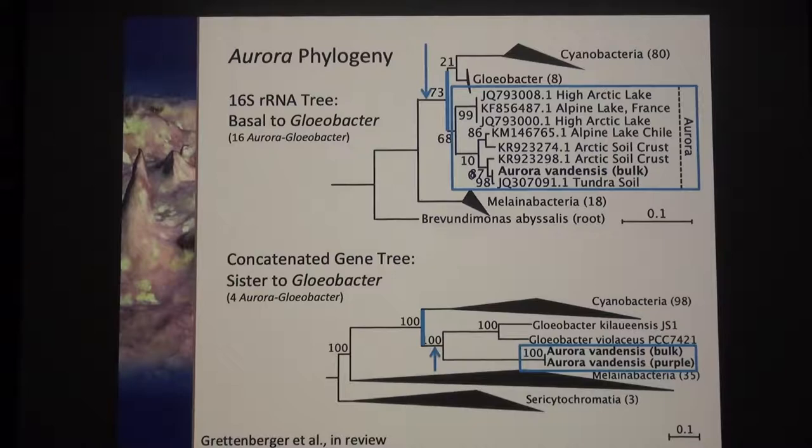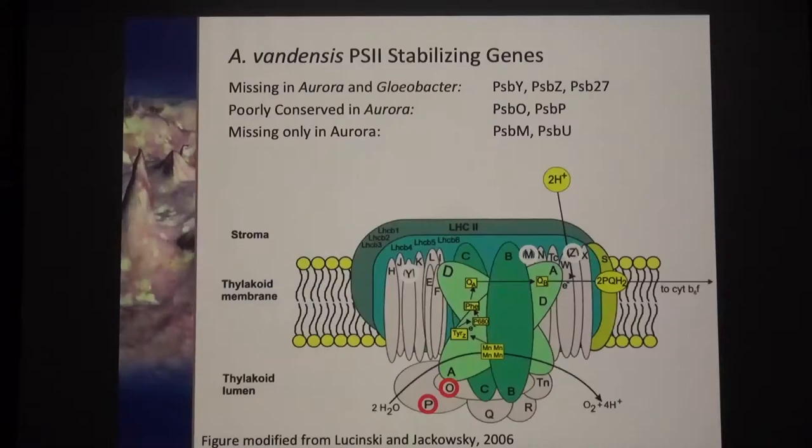If we use a lot of genes in the sort of metagenomic model, we get the Aurora and the globacter branching off together, separate from the rest of the cyanobacteria, and then the shared traits between the Aurora and globacter would mostly say something about this lower branch. And this is going to come back when I get to the evolutionary models. Whoa, we're not going that fast.